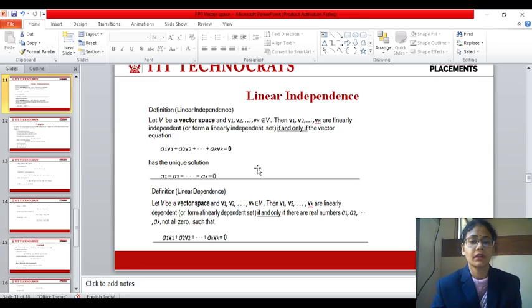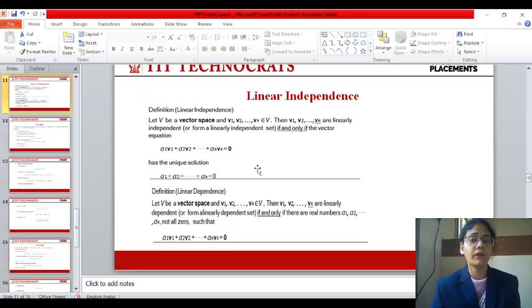Simple. Take the linear combination. Consider if you have three vectors and three scalars, alpha 1, alpha 2, alpha 3. Then take alpha 1 v1 plus alpha 2 v2 plus alpha 3 v3. Take that linear combination equal to 0. On simplifying that, you will get a system of equations. We will solve that system of equations.